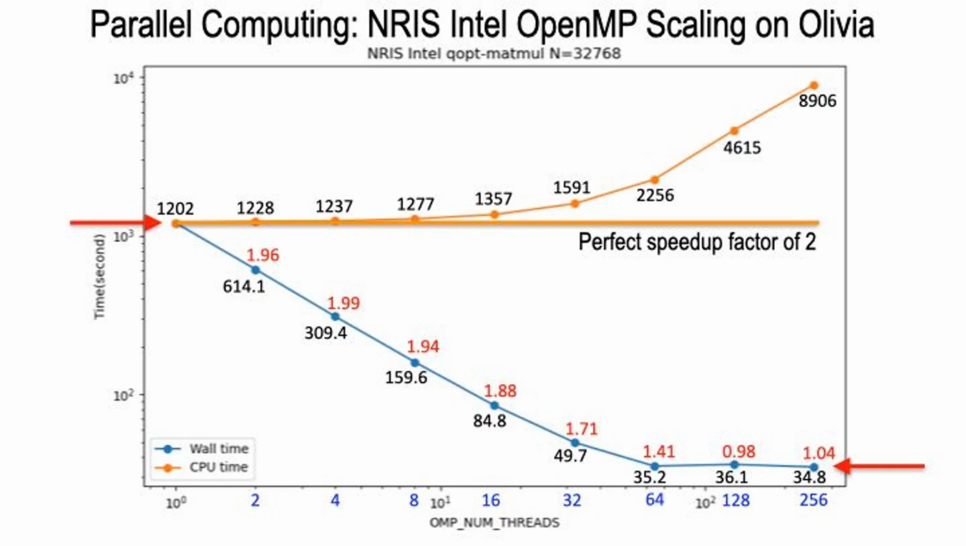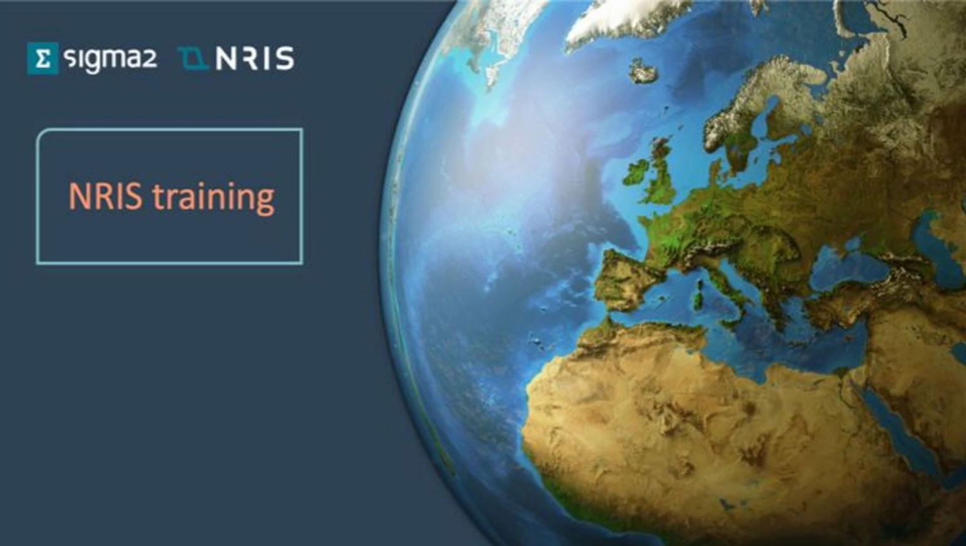The observation that scaling analysis can reveal a slowdown may be surprising, but it highlights the importance of such analyses in avoiding incorrect assumptions that adding more cores always improves performance. In the next video, we will explore the performance of the NRIS Intel compiler when using the MKL routine for matrix multiplication.